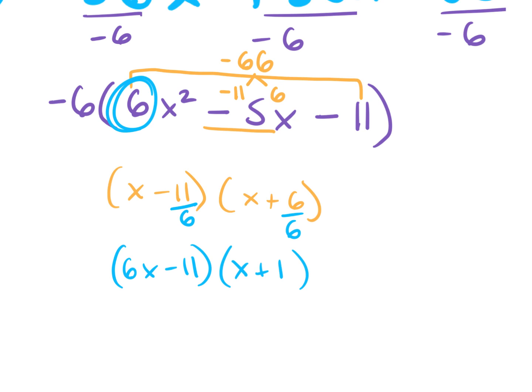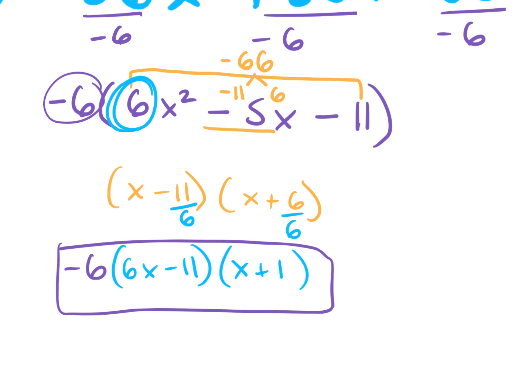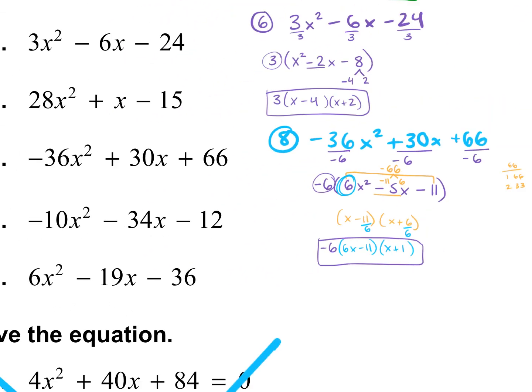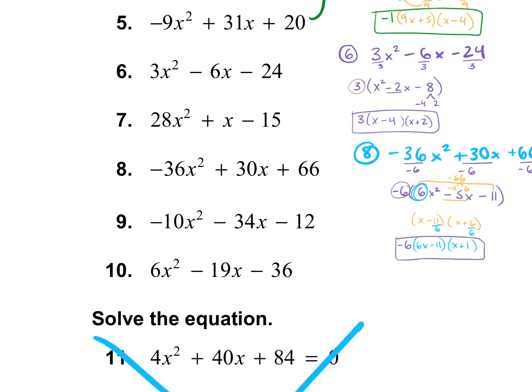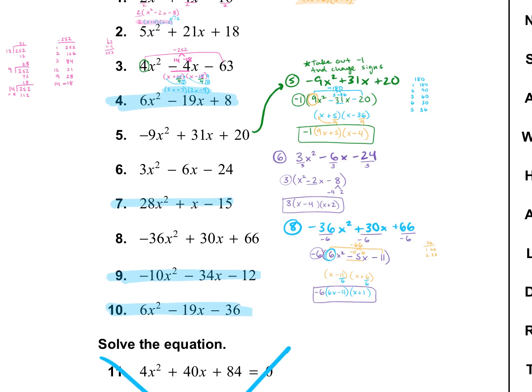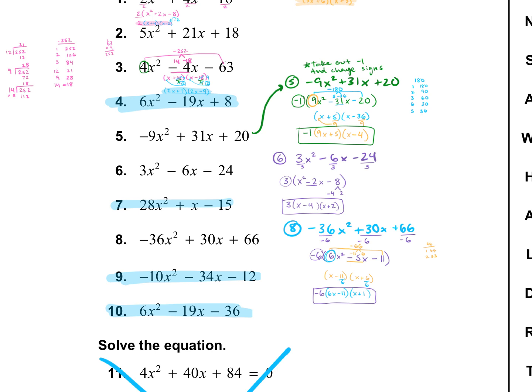What am I missing from my answer? The negative 6, the GCF that we took out in the beginning. So this would be our final answer. All right, so this one was number 8. You guys have to do 9 and 10 on your own. And 7, just try your best because the numbers get really big for 7. And then also 4. Any questions here?